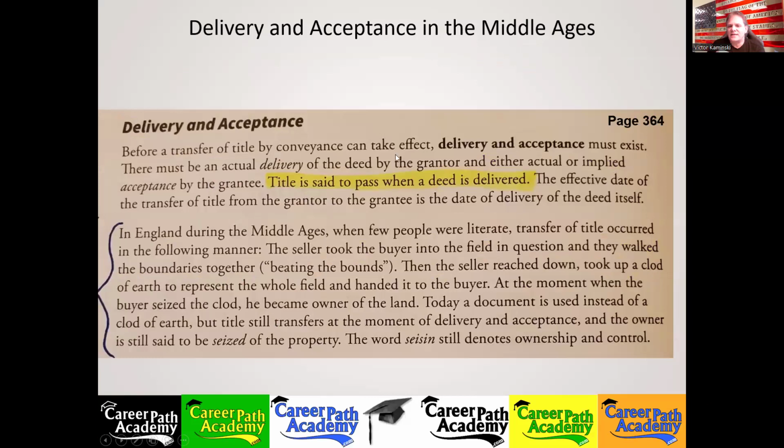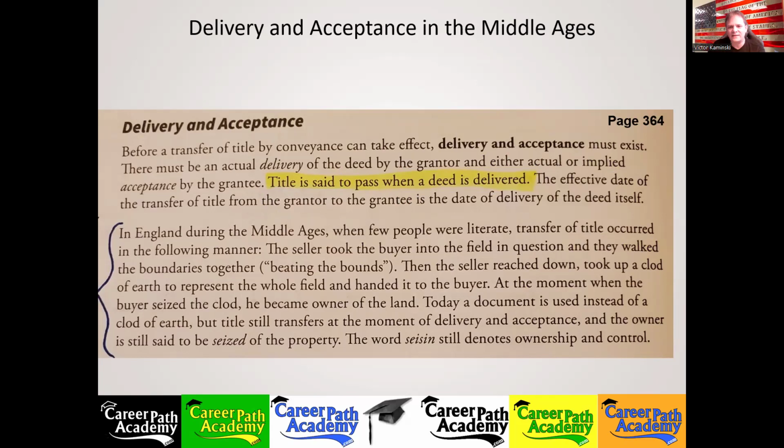Now, delivery and acceptance. I told you, ownership transfers upon delivery and acceptance of the actual document, the deed itself. So before the transfer of title by conveyance can take effect, delivery and acceptance must exist. There has to be an actual delivery of the deed by the grantor and either an actual or implied acceptance by the grantee, the buyer. Highlight, title said to pass when the deed is delivered.